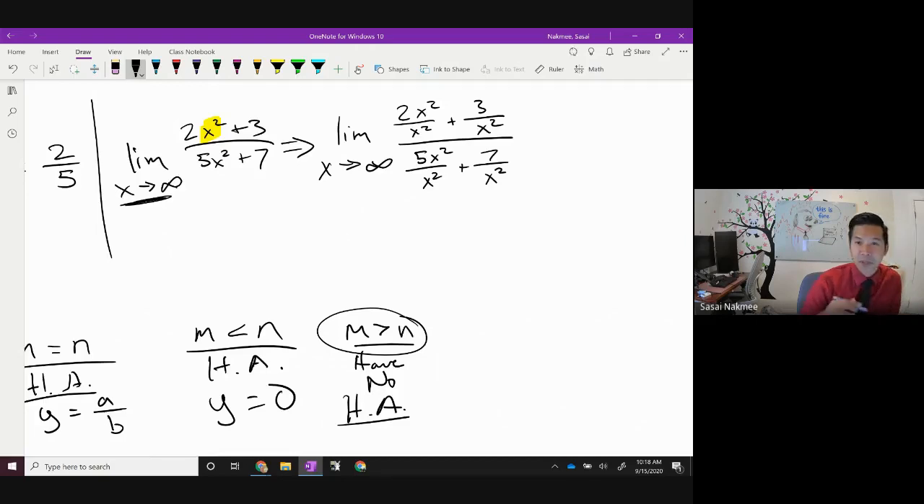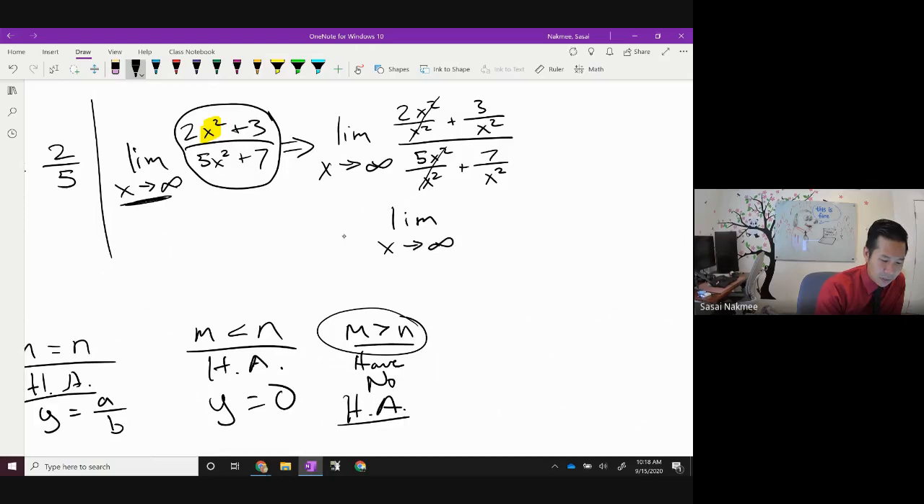And what I'm essentially doing is I'm not changing the value of my function. I'm just dividing every term by the same thing. Therefore, I'm not really changing the value. I'm just rewriting it, okay? And when I do this, you'll notice that the x squares here are going to cancel out, and you'll be left with this right here, which is the limit as x goes towards infinity of 2 plus 3 over x squared, over 5 plus 7 over x squared.